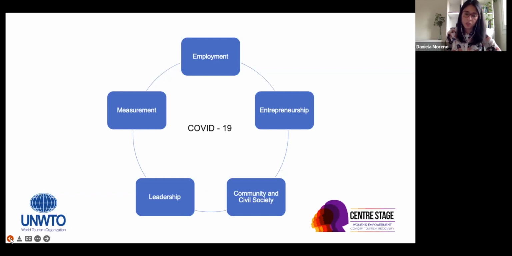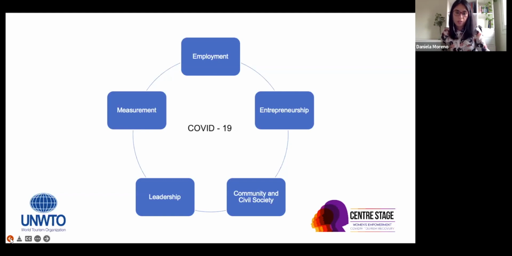Then we have leadership. So in spite of having a good number of women working in tourism, in a company or as entrepreneurs, or even women as Ministers of Tourism, there is a long path to take women to leadership in tourism as well. We are the vast majority of workers, but we are not the vast majority of people in leadership positions. So this is something that we have to improve. We have to reduce this gender gap, and we have to improve the position of women in leadership positions as well.